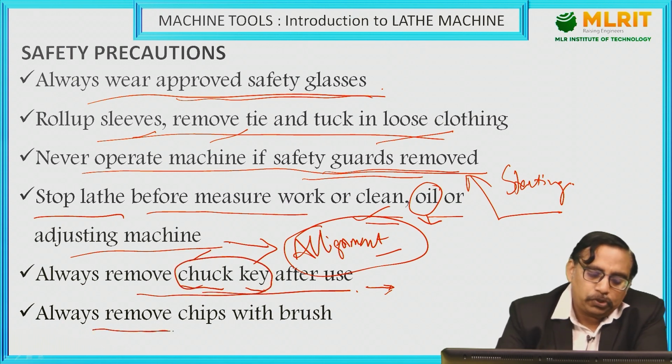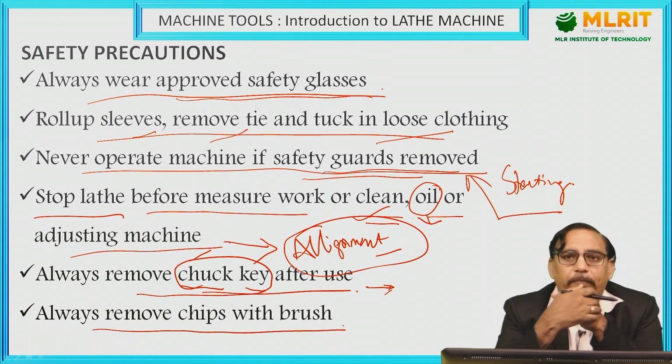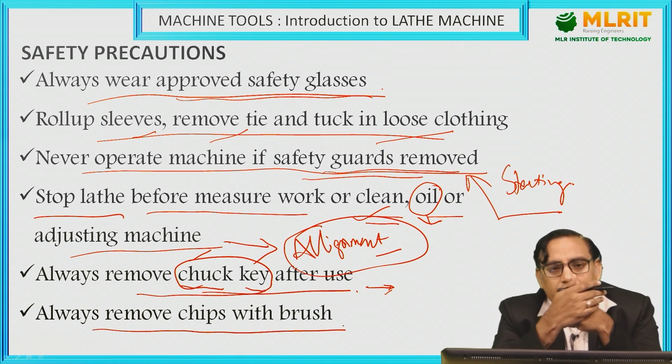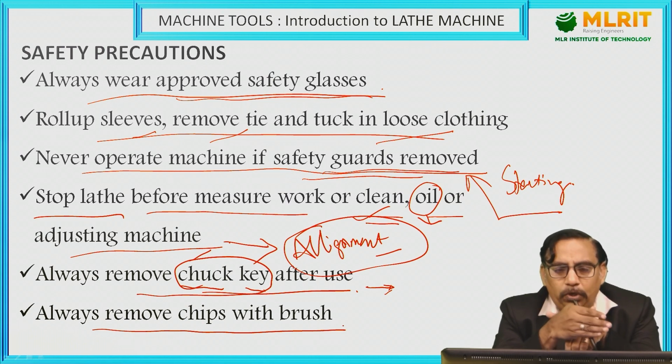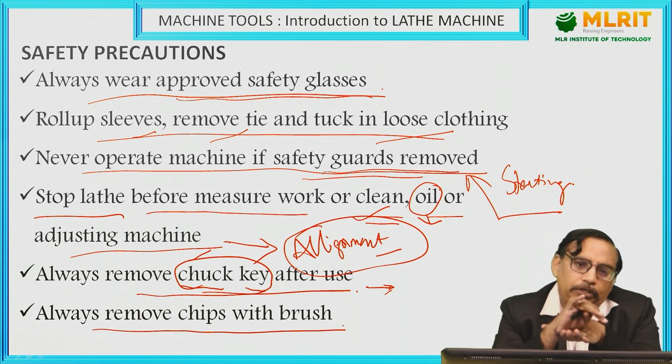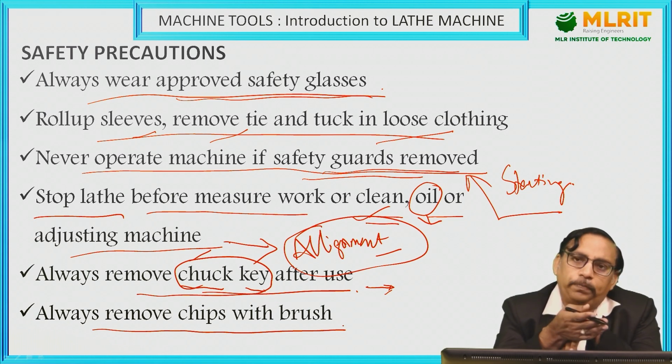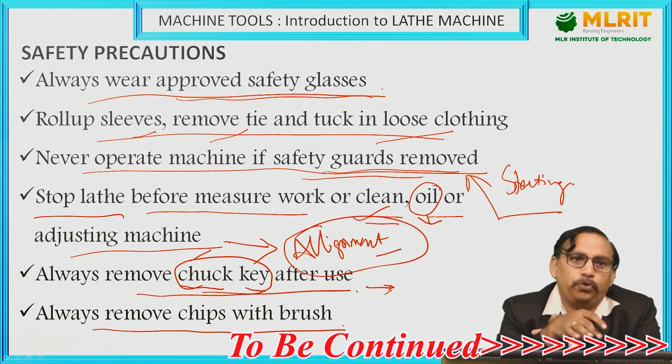And we are supposed to remove chips with a brush. Once the machining operation has been completed, if there is a flow of coolant, then chips will automatically be moved out. But still, when we are trying to change the workpiece, or mount another workpiece on the lathe, we are supposed to use a brush to remove all the chips. As chips will be very sharp, we remove them with a brush.